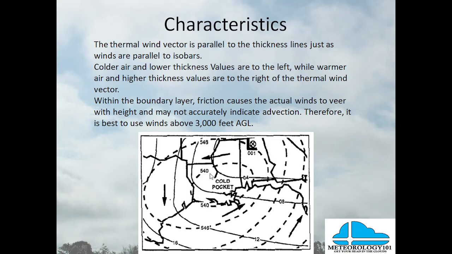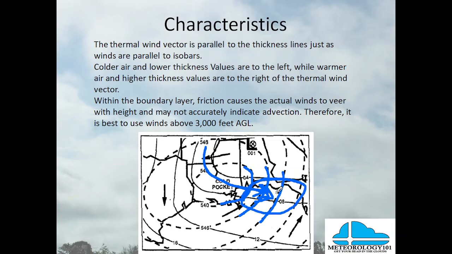But with the thickness chart, you have a cold pocket. What we can do right here on this chart with the thickness lines and the surface pressure is we know winds circulate counterclockwise around the low. And we have that cold pocket. You have lower heights to the left, the cold air. So with that wind blowing across those thickness lines and having lower heights or cold air to the left, then we have cold air advection pretty much all in this area.